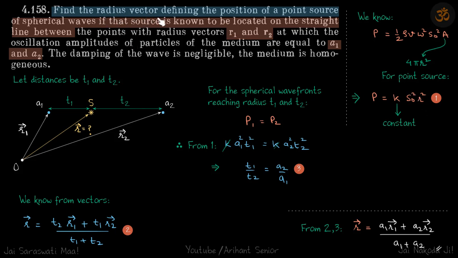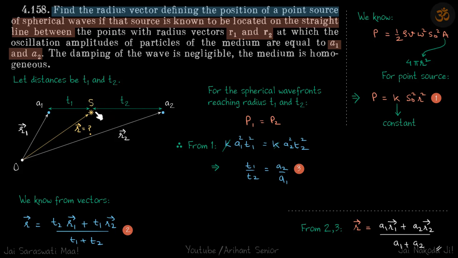So we need to find the radius vector defining the position of a point source. So let's say our point source is here. We need to find what is its position with respect to origin. If it is known that at the locations r1 and r2 vector, the amplitudes are a1 and a2. So at these two locations, at r1 vector and r2 vector, amplitude of the wave is a1 and a2. We need to find where is the source. It's actually somewhere, given that all three are in a straight line. Yeah, so all three are located on a straight line.